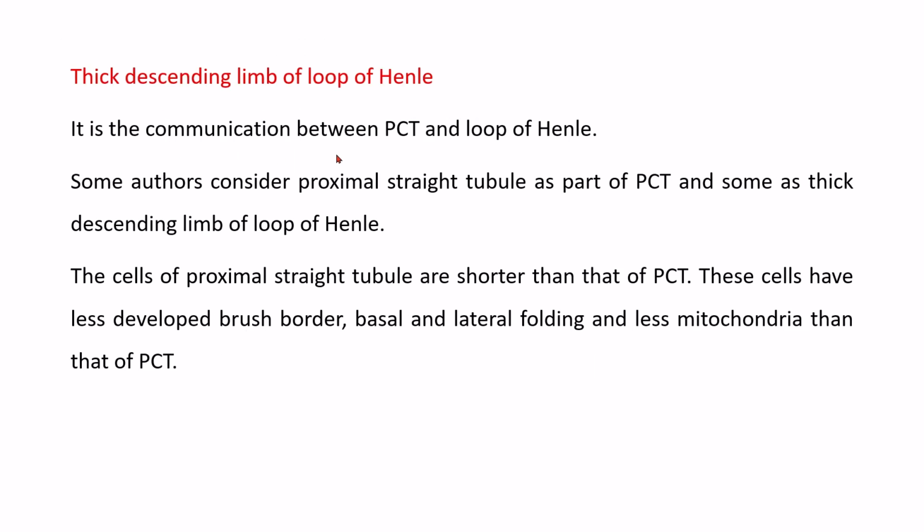It is the communication between the proximal convoluted tubule and the loop of Henle. Some authors consider the proximal straight tubule as part of the proximal convoluted tubule, and some as the thick descending loop of Henle. The cells of the proximal straight tubule are shorter than those of the PCT. These cells have a less developed brush border, basal and lateral foldings, and fewer mitochondria than the proximal convoluted tubule.